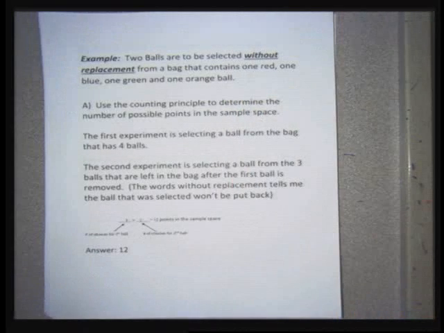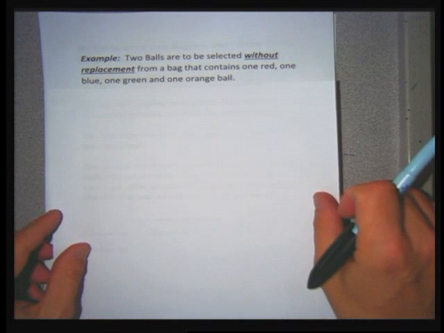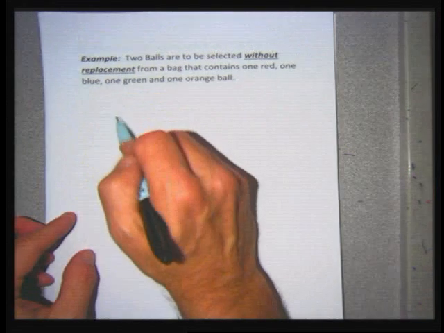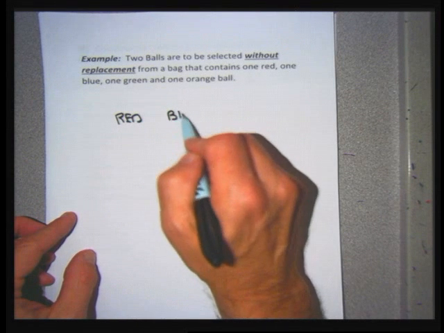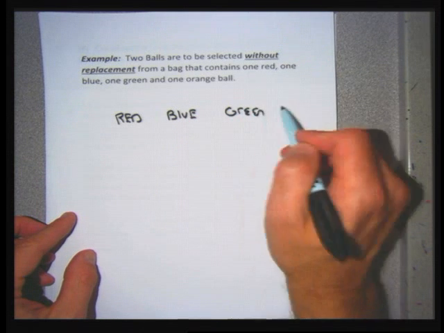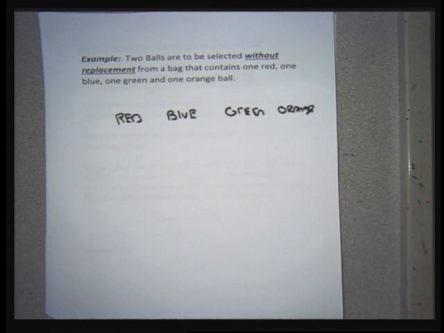Okay, here's another combination counting principle tree diagram problem. So in this particular problem, we have a bag of balls, and in my bag of balls, it has 1 red, 1 blue, 1 green, and 1 orange. And I'm going to select 2 balls, one at a time from this bag of balls. And the questions are going to be posed to me.